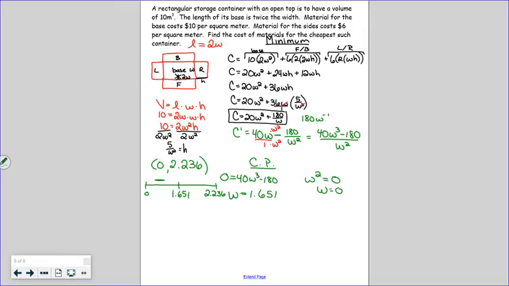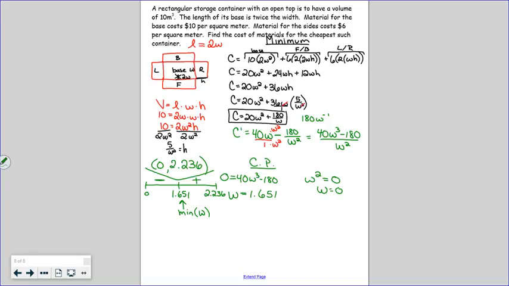Plug in something bigger than 1.6, less than 2.2, like 2. So 2 cubed is 8. Times 40 would be 320. Minus 180 is positive, divided by a positive number is positive. So that tells me my function would have been decreasing and then increasing, making this a minimum of W, right? We just found the minimum of our width. Questions so far?